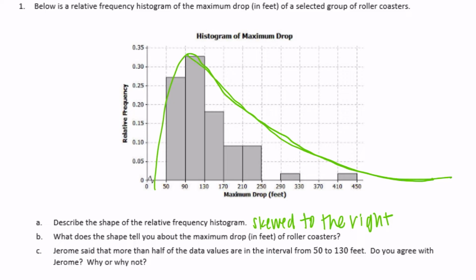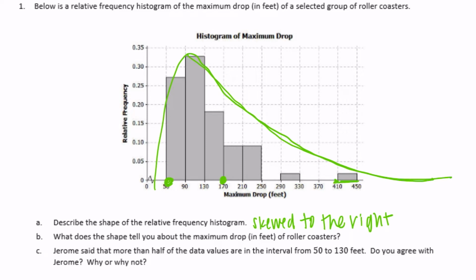What does the shape tell you about the maximum drop in feet of roller coasters? So that tells us that most of the maximum drop lies on the left-hand side, and I would say most of them are between 50 and maybe 170 feet is the average drop. But then there are some that have quite a bit bigger one, like this 400 to 450 foot drop is a very large drop.